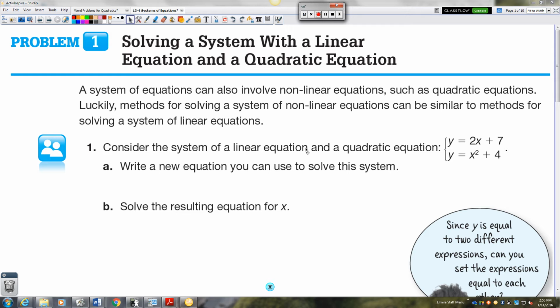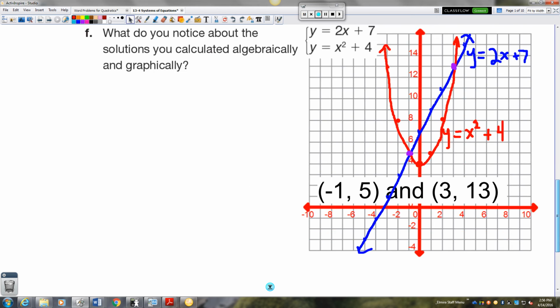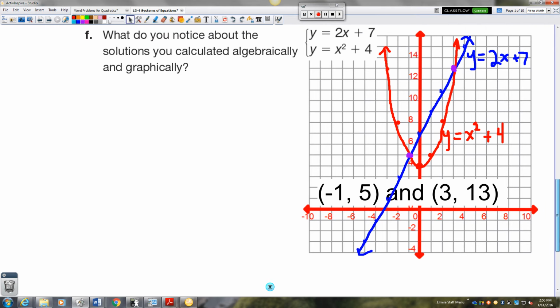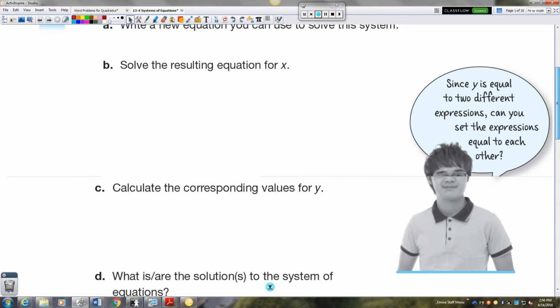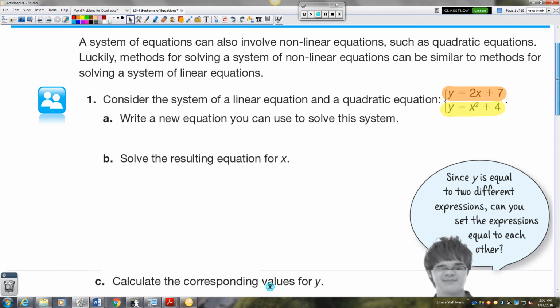Okay, to solve a system of a quadratic and a linear is the next part, part 2. And so we've got a linear right here. We can again tell it's linear because it's mx plus b. And we've got a quadratic because it has an x squared in it. Now, in the previous video, we've already solved these graphically. Now we're going to go through the steps for how to solve this algebraically.